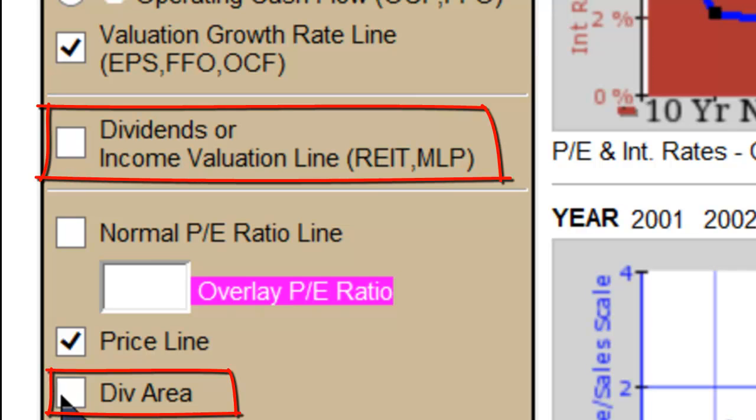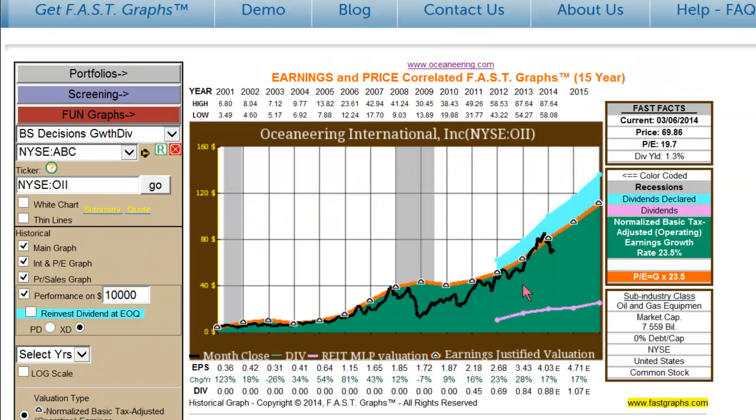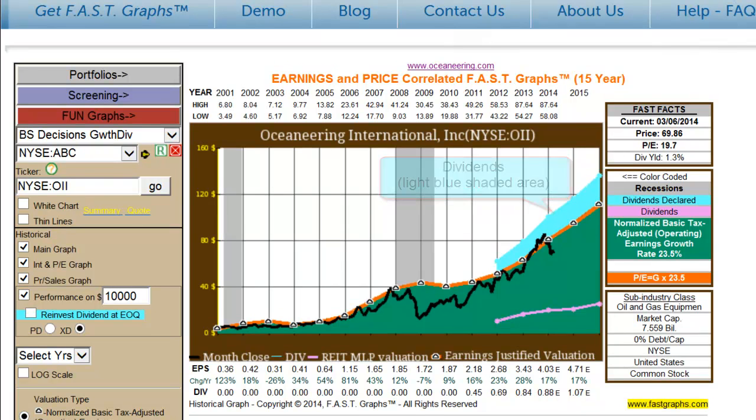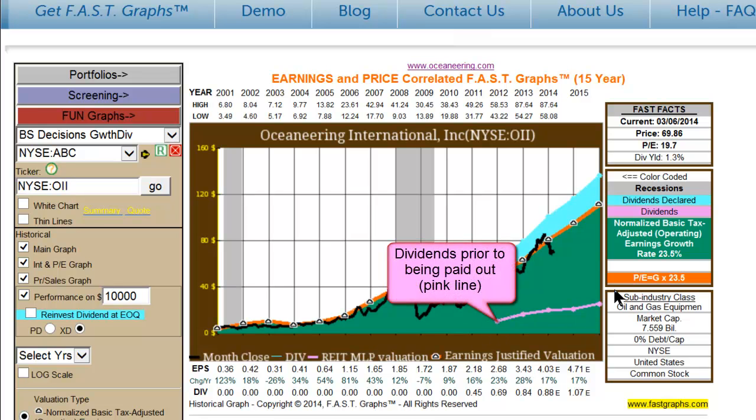Next, I will check the dividend area boxes, which will first show dividends, if any, as a light blue shaded area stacked on top of earnings after they are paid out to shareholders. Simultaneously, F.A.S.T graphs draws the pink line within the green shaded area, which represents dividends prior to being paid out to shareholders. There are important reasons why F.A.S.T graph presents dividends in both formats.